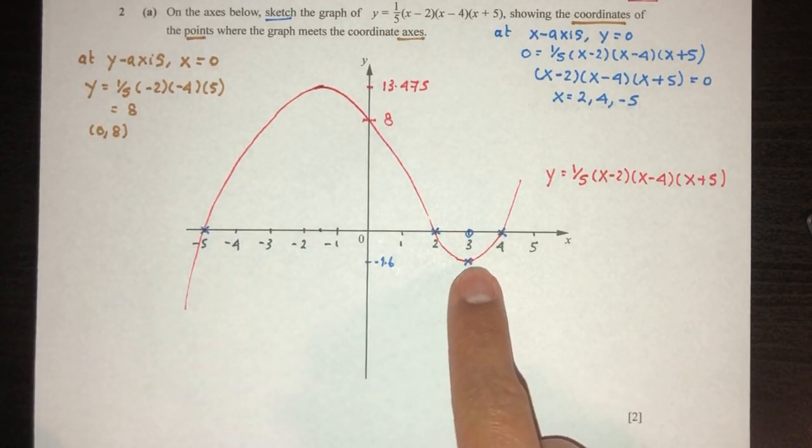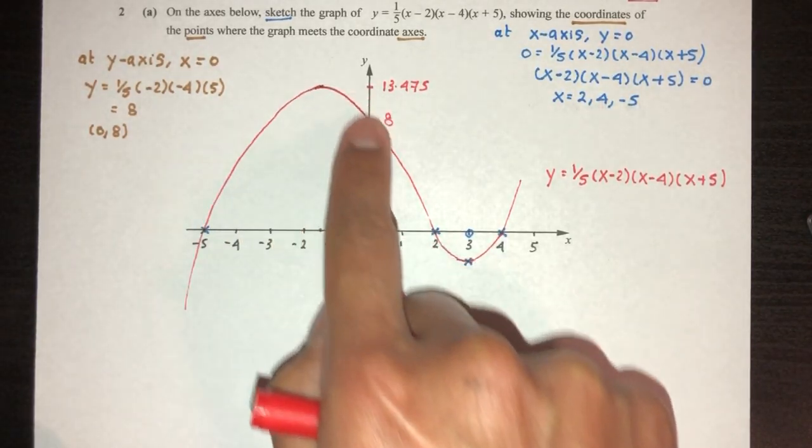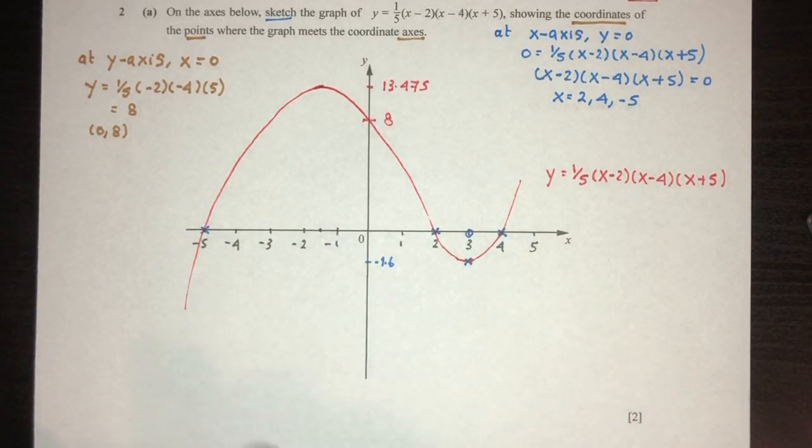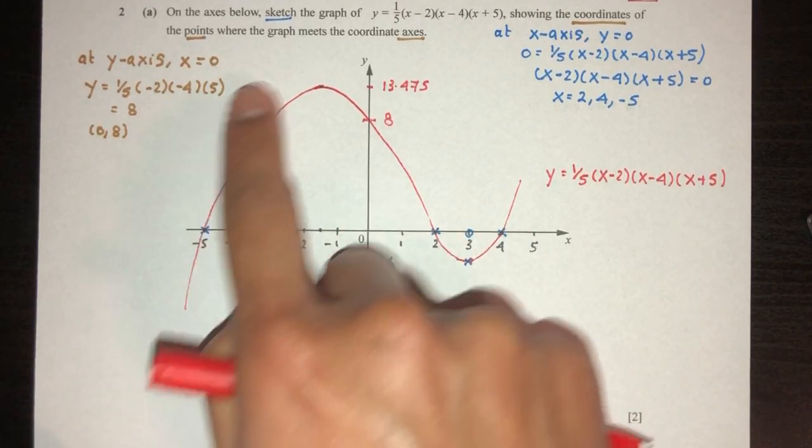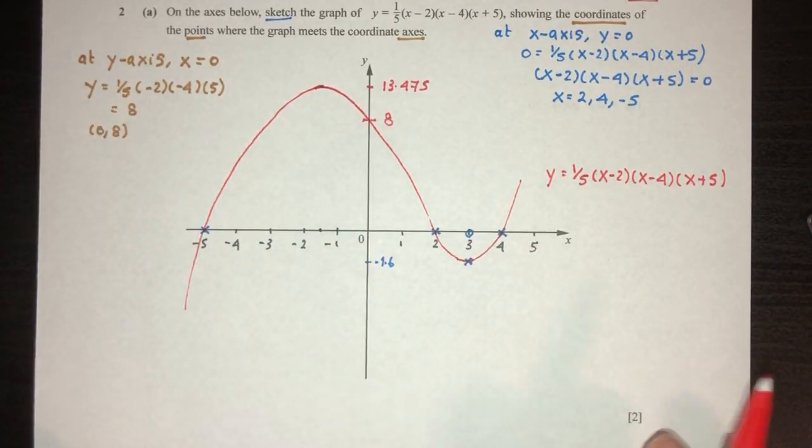And then these points help us to know the direction of our curve. That's why we do that. But it should have a shape like this. Okay, that will be the main point of doing this graph, by showing those points, and the shape is like this. That is for part A.